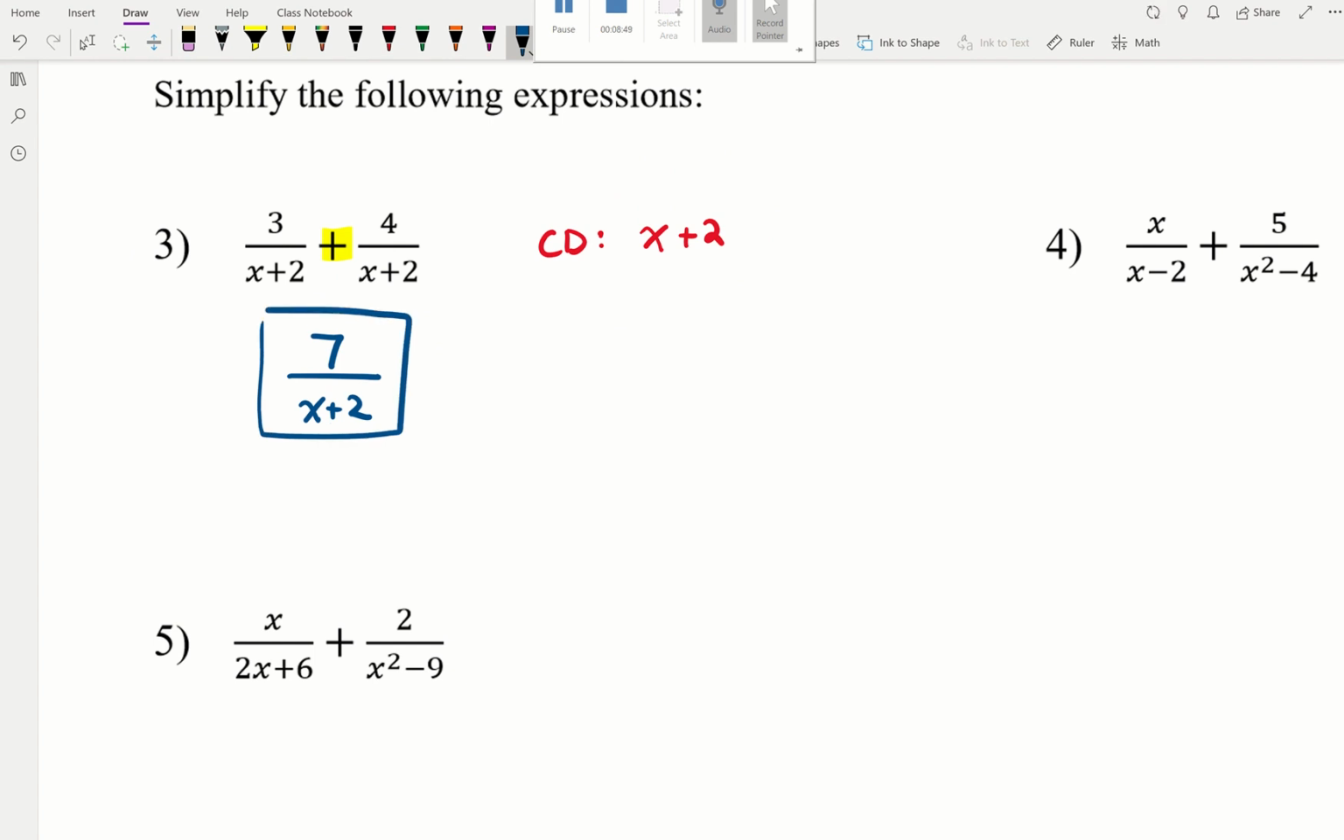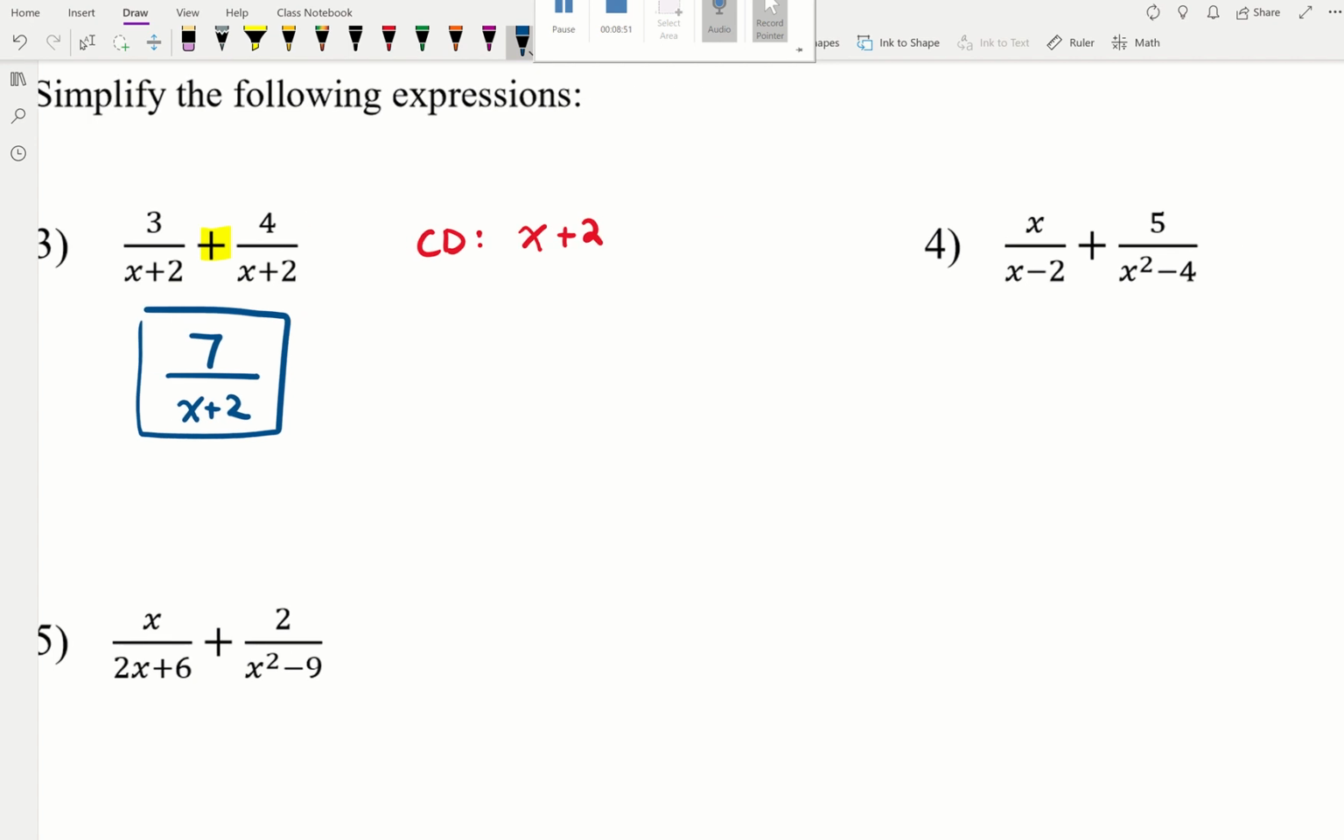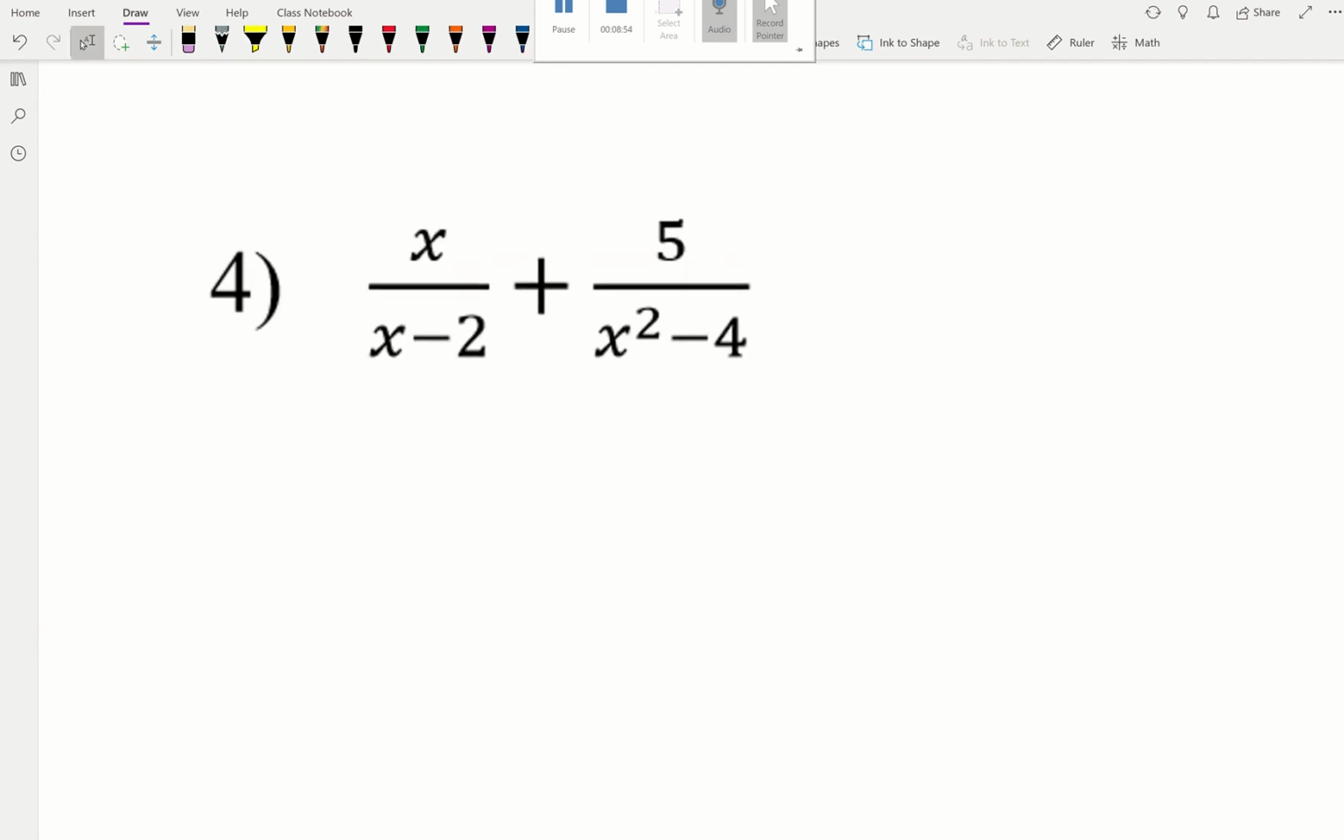Now, those are the easy ones. They're not obviously always going to be that simple. So let's take a look at the next one. And I would recommend you guys pause the video and try it on your own.